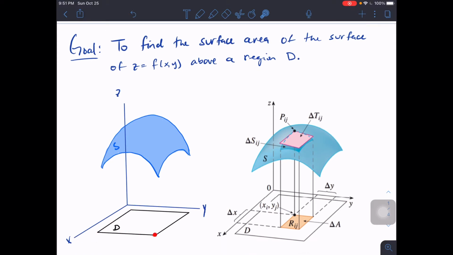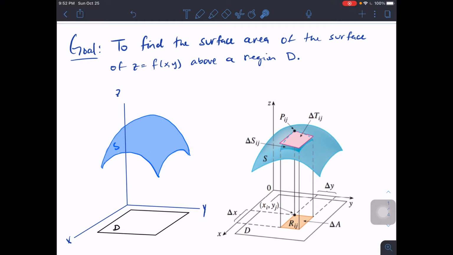So for example, we're going to start, let's say this is our region D here, and the surface of your function may be larger, but this is the particular surface that lies exactly above your region D, okay? And we want to find the surface area of just that particular surface S.